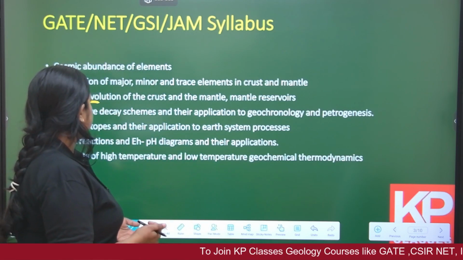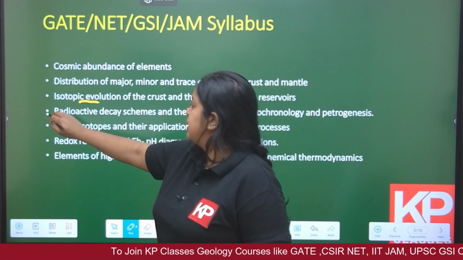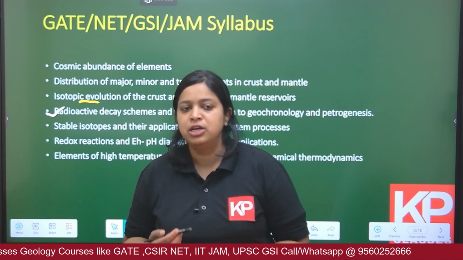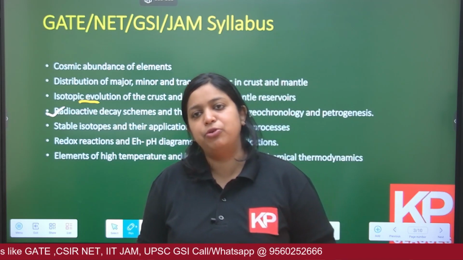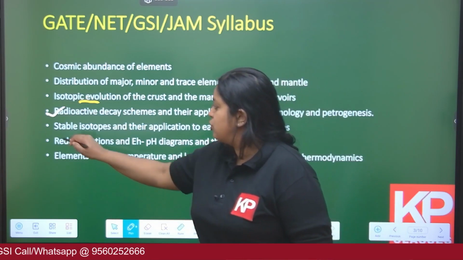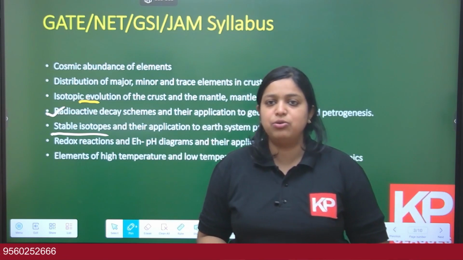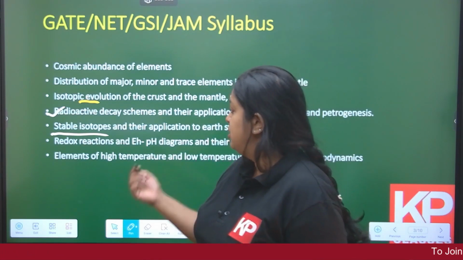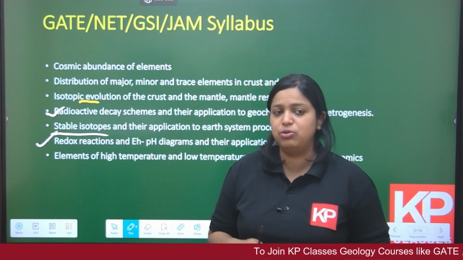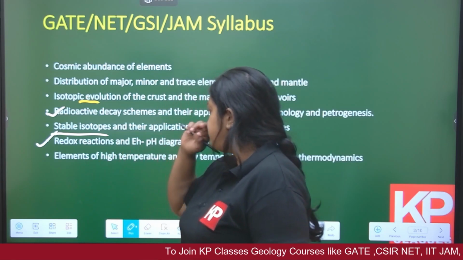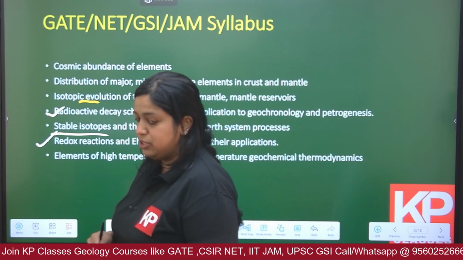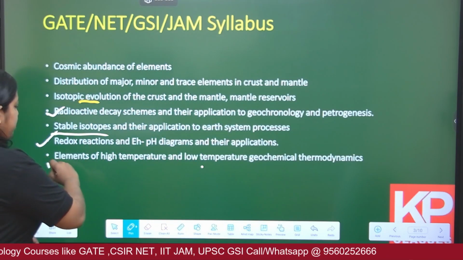They ask numerical questions related to radioactive decay schemes, the equations related to that, half-life, mean life, or the number of parent atoms and number of daughter atoms. Those equations are very important. When it relates to stable isotopes also, questions can be asked. Delta oxygen value questions can be asked. The EH-pH equation is very important. They have asked these questions multiple times in GATE, and in NET also. Elements of high temperature and low temperature geochemistry and the thermodynamics part are also very important for numerical questions.